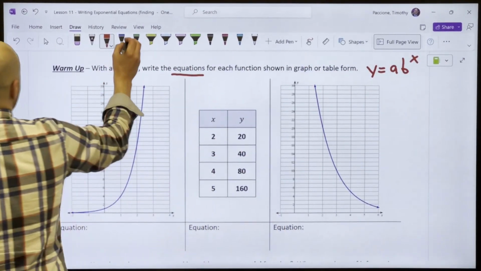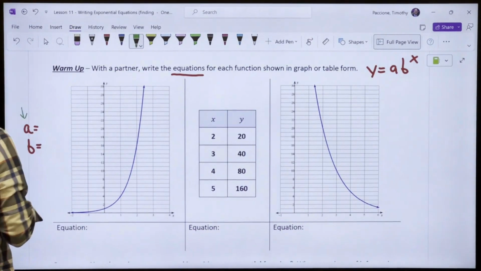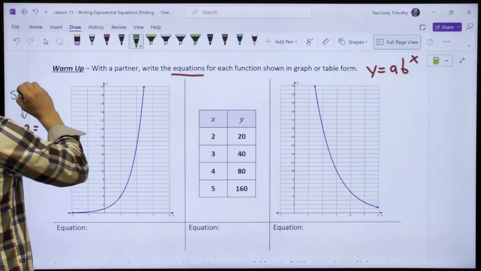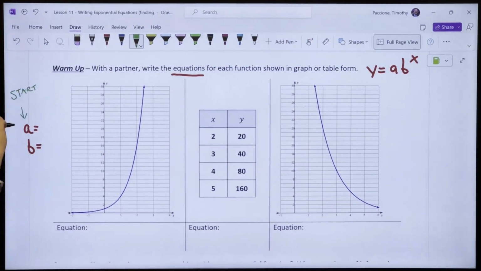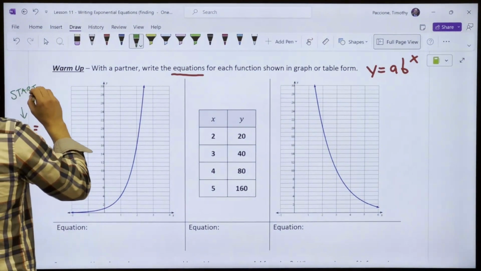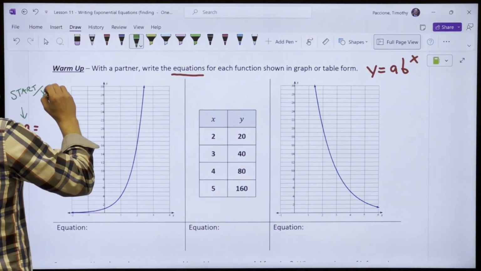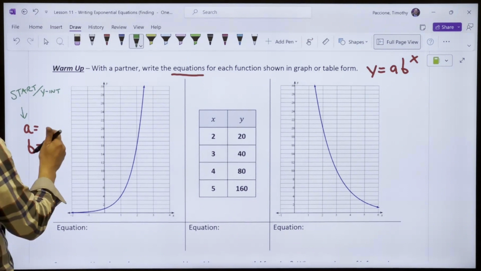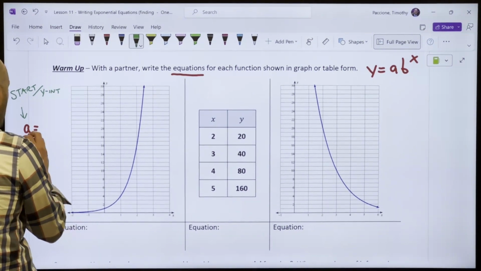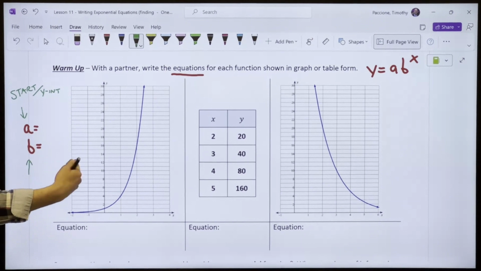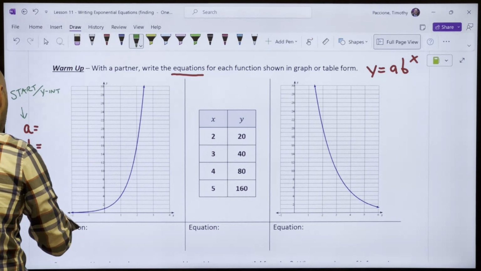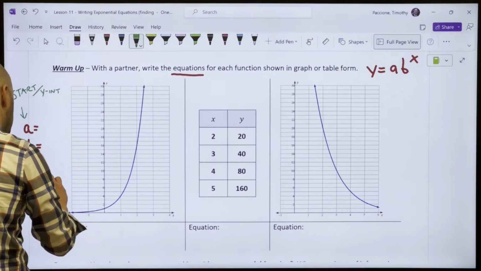Now, to go find these things, well, you got to know what they are. Your A is your what? Starting point. Start. It's also your y-intercept, right? Yes, the y-intercept is not the first point on the graph, but it's a good place to start, so we call it our starting point, right? And our A is where we start, our B is what we multiply by to keep going, right? So it's our multiplier. Very good.